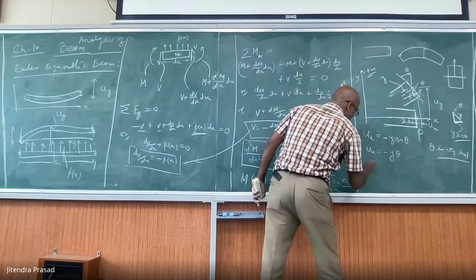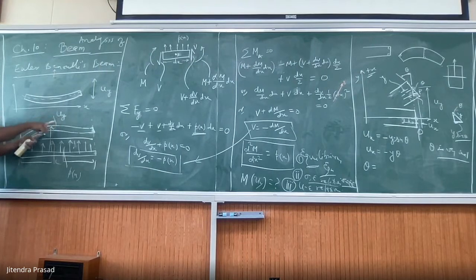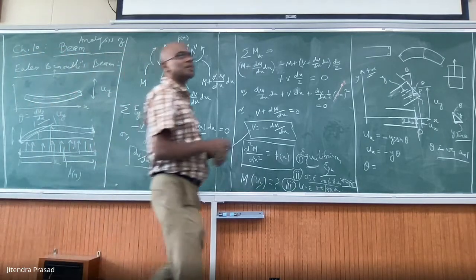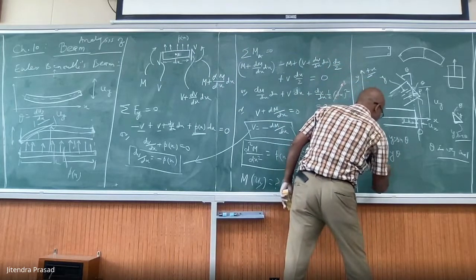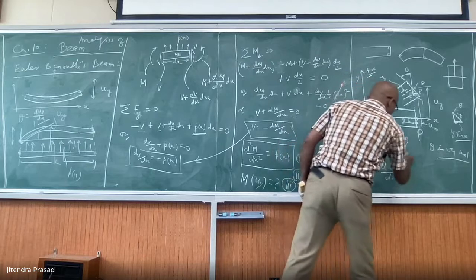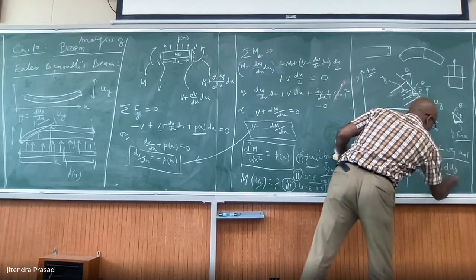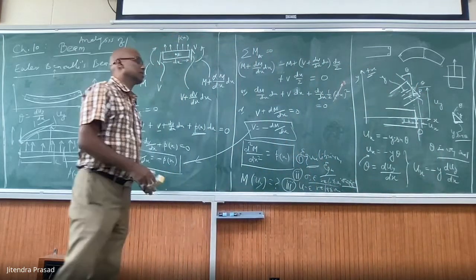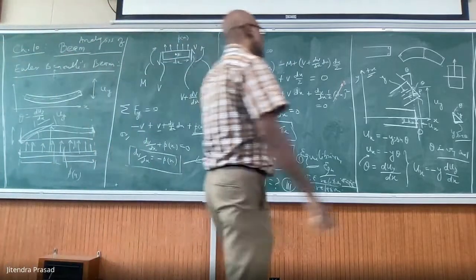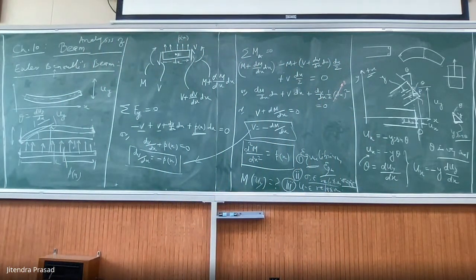And what is theta? Theta will be equal to duy over dx. This is the slope of the beam itself. Hence you put it here, and from these two you get Ux is equal to minus y duy over dx, right? So what you see here is that the displacements Ux and Uy are related.